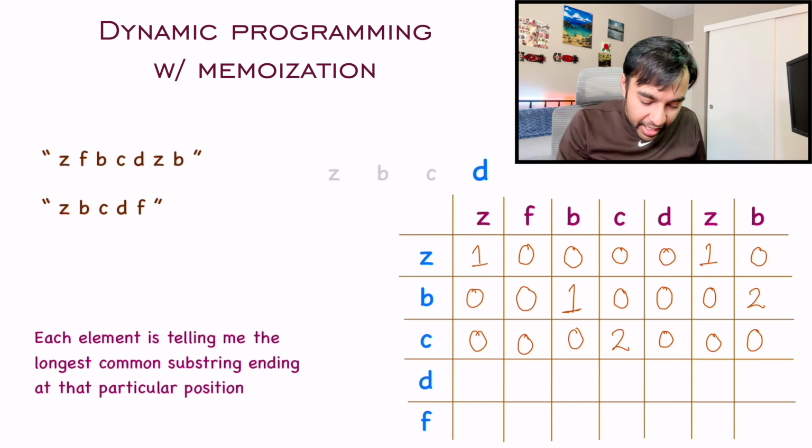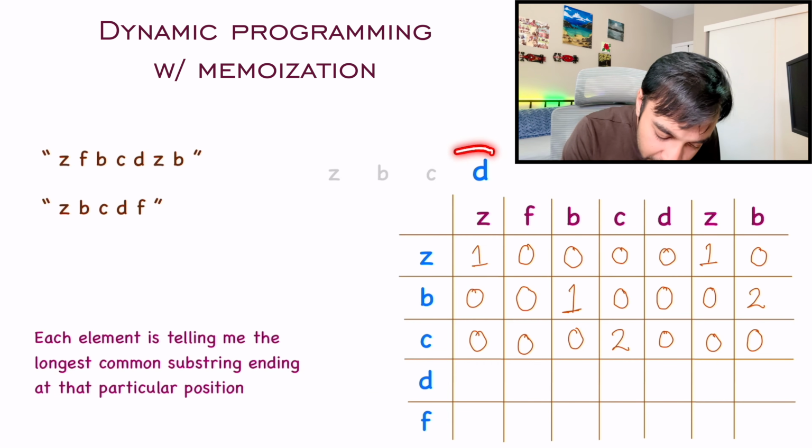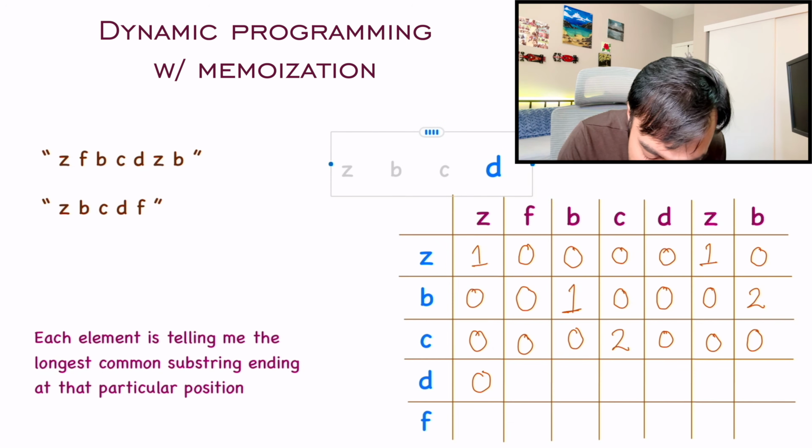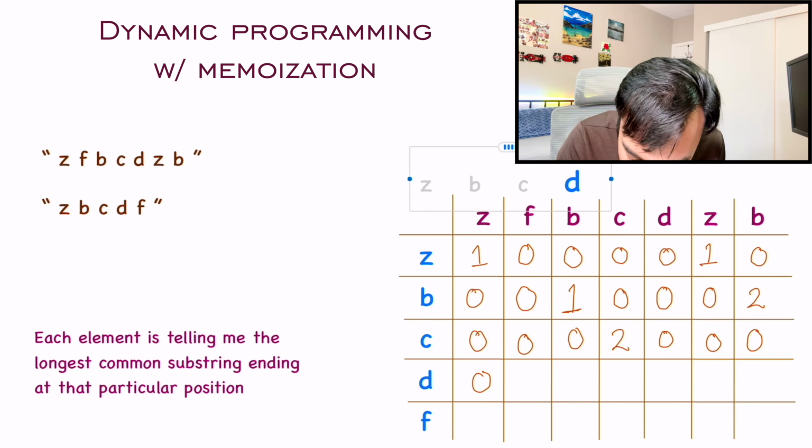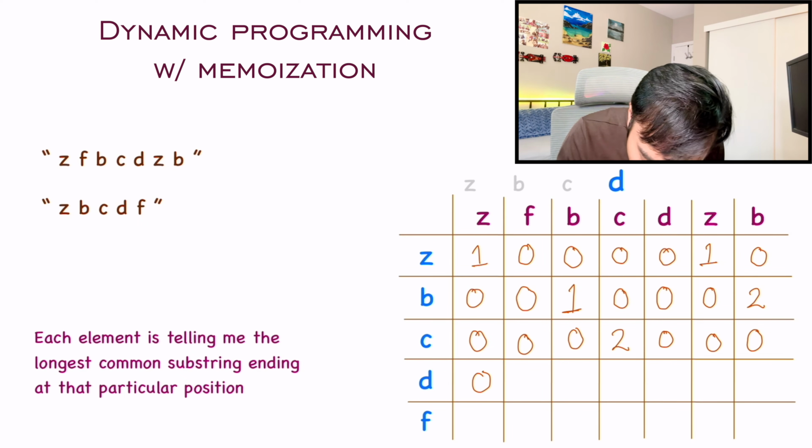We are now done with the character C. Move on to the next character now and that is D. So once again, I will apply the same process. D and Z do not match, so I will write down a 0 over here. As this starts to move ahead, D and F will not match, D and B do not match, D and C do not match. So all of these positions, they will be 0.